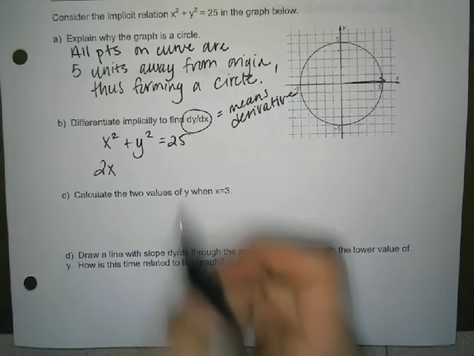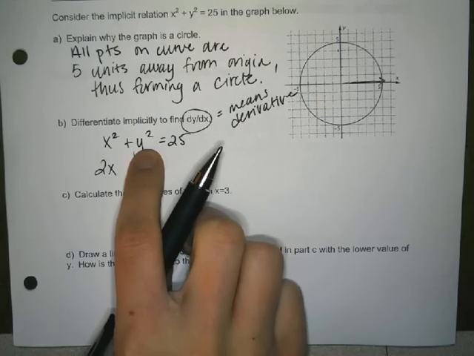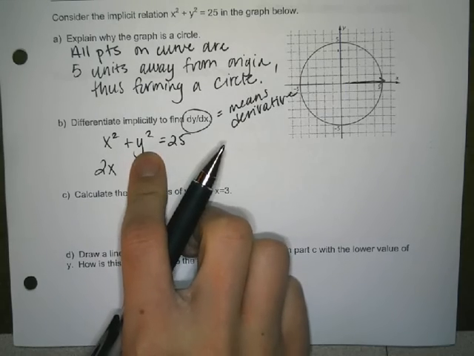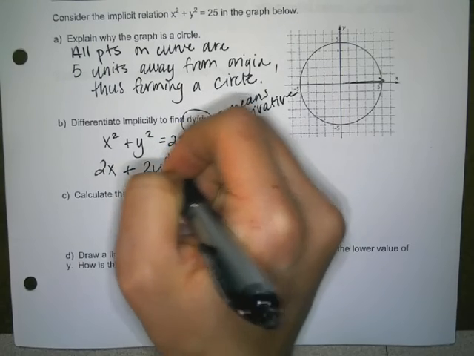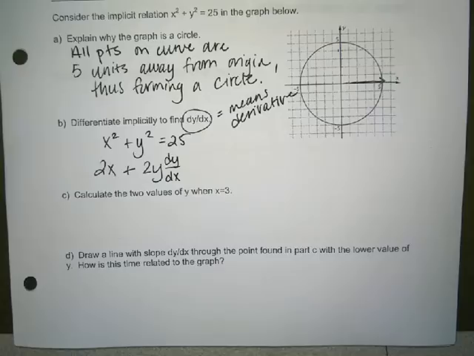But when you take the derivative of this, what's the derivative of that term? 2y, but because it's a y, you have to include this notation to show that that's the derivative of y with respect to x. Yes? Now, why is it that we're finding it with respect to x?